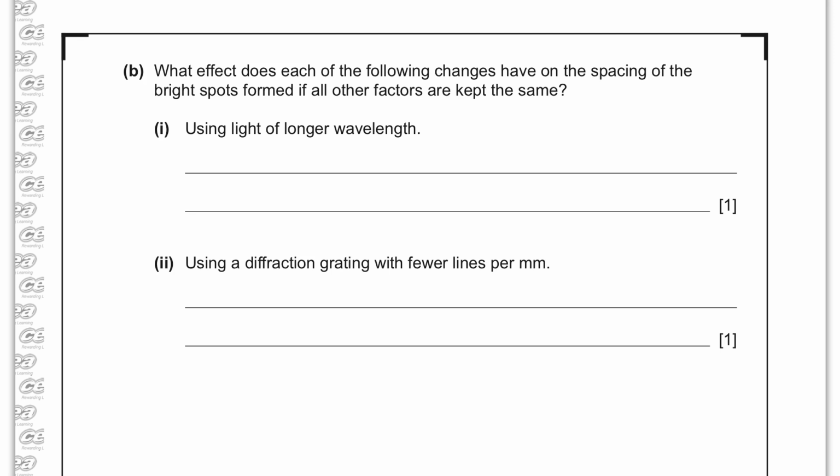Part B, what effect does each of the following changes have on the spacing of the bright spots formed if all other factors are kept the same? So using light of a longer wavelength. If you keep everything else the same, then the spacing is going to come from what happens to theta when you make those changes.